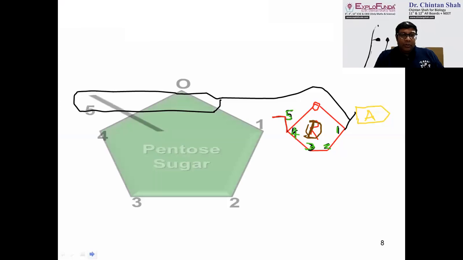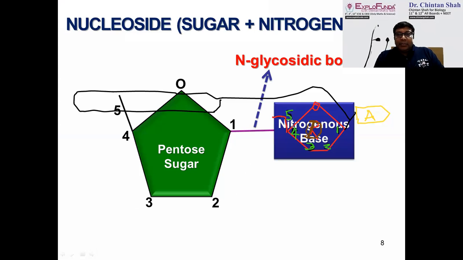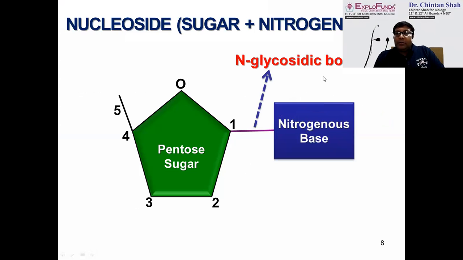Yeah. See, this is the pentose sugar. Okay, 1, 2, 3, 4, 5. Very good. Then to the first carbon, if the nitrogen base is added, this is the N-glycosidic bond. Yes, perfect. Very clear. Okay.